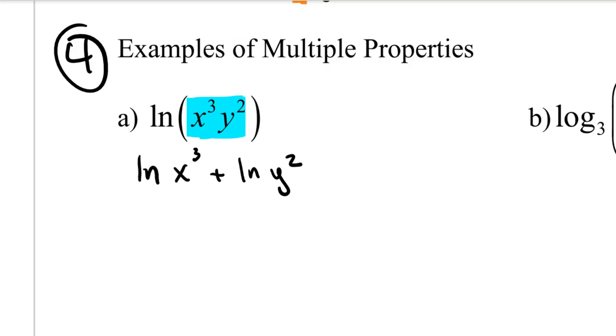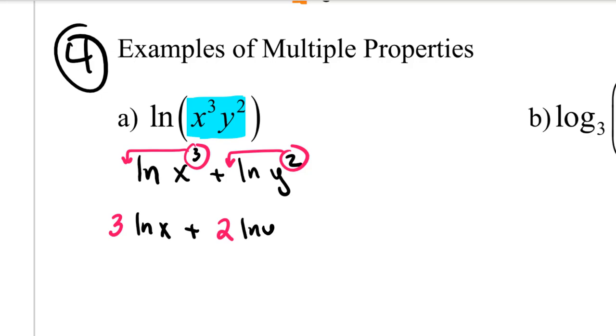Now, some of you might be able to use the exponent property and go right to the next step and take these exponents and move them down into the front. If you do that, that's okay. So you'd have 3 natural log of x plus, and then we'd have our 2, because that's our exponent there, 2 natural log of y. So either way we expand that, it's one step at a time, but if you can do 2 steps at once, totally cool on you.